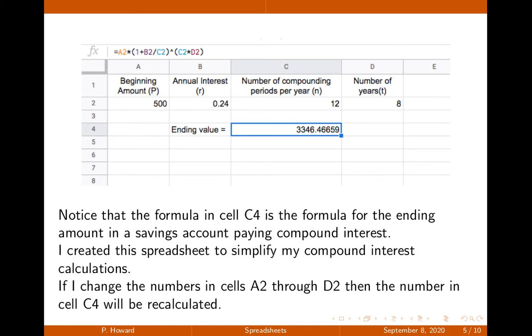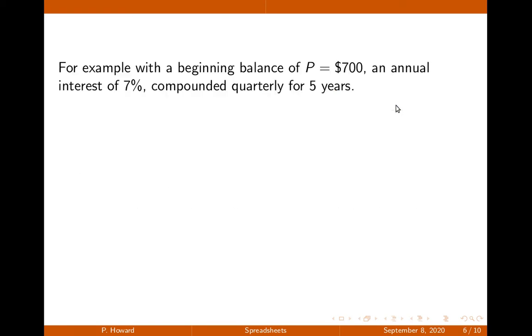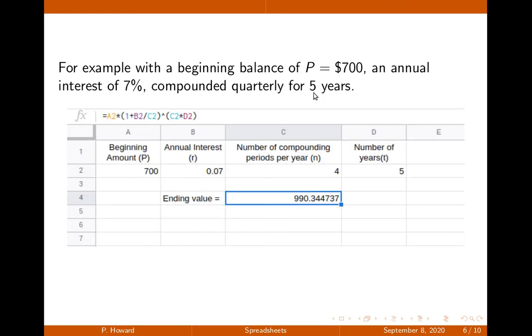So rather than having to enter the numbers in the formula for compound interest every time I want to do a calculation, I simply enter the beginning amount, the interest, the number of compounding periods per year, and the number of years in cells A2 through D2. So for example, if we took an account with a beginning balance of $700 and an annual interest of 7%, compounded quarterly for 5 years, I would revise the spreadsheet so that it looked like this.